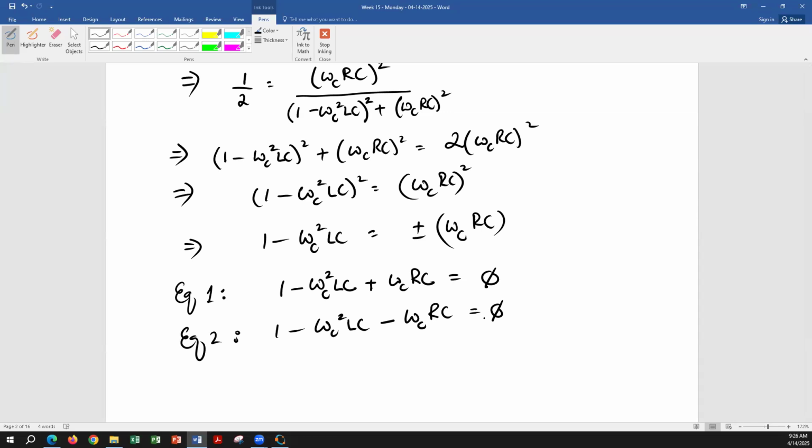Both are quadratic equations in terms of omega c, so both are going to give us two roots. One frequency is going to come from one equation, either high pass or low pass, and one frequency is going to come from the other equation. So let's look at those two frequencies. Let's call this equation number 1, and let's call this equation number 2.